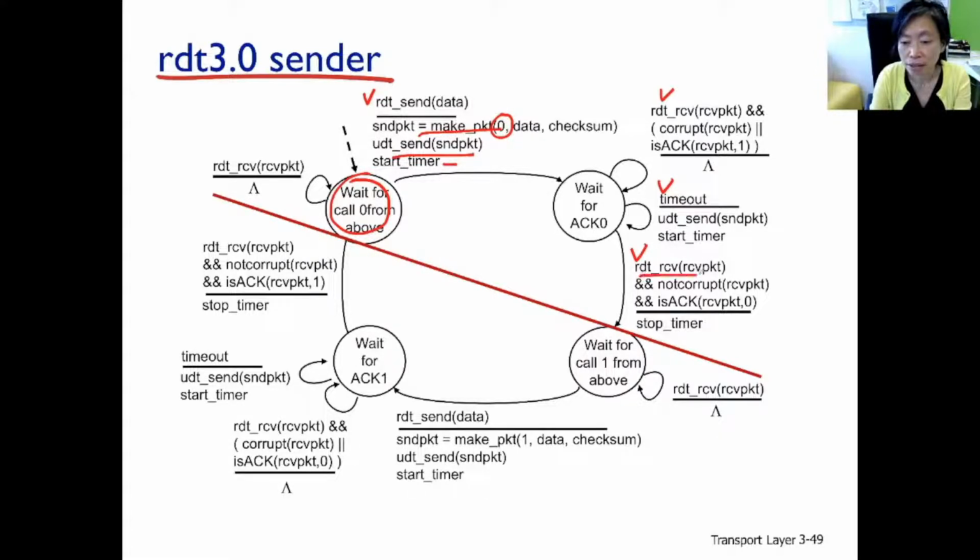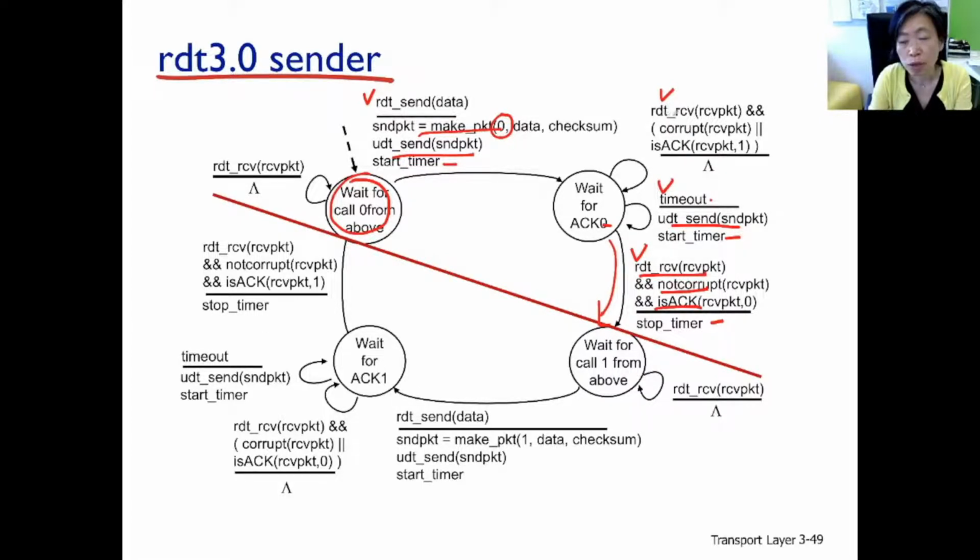The other is getting feedback from the receiver. If it's not corrupted and it is indeed the ACK we're expecting, then that's a positive acknowledgement, so we stop the timer and move on to send the next packet. Third is when it's a little bit unfortunate, the packet is not correct or not arriving at the receiver, so timeout will be triggered. We retransmit the packet and start the timer again.